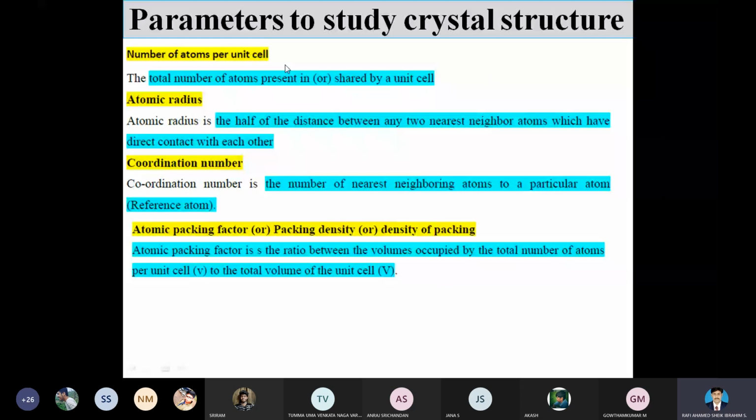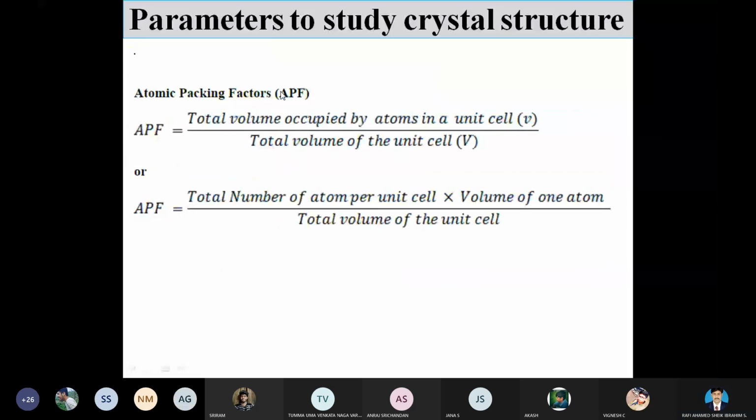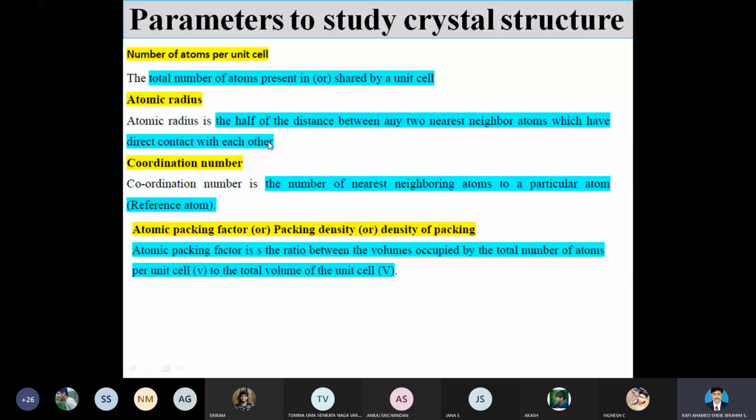In the question paper, if you are going to write about the simple cubic structure, before going to the simple cubic structure, first you have to know what the parameters are, because these four parameters are the basic parameters to define the crystal structure. So you are going to write these four parameters. If you are ready to write these four parameters, then definitely you get 4 or 6 marks out of 14.